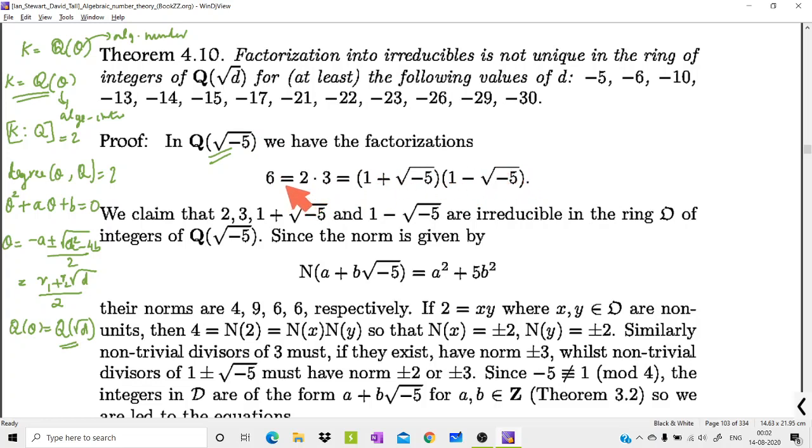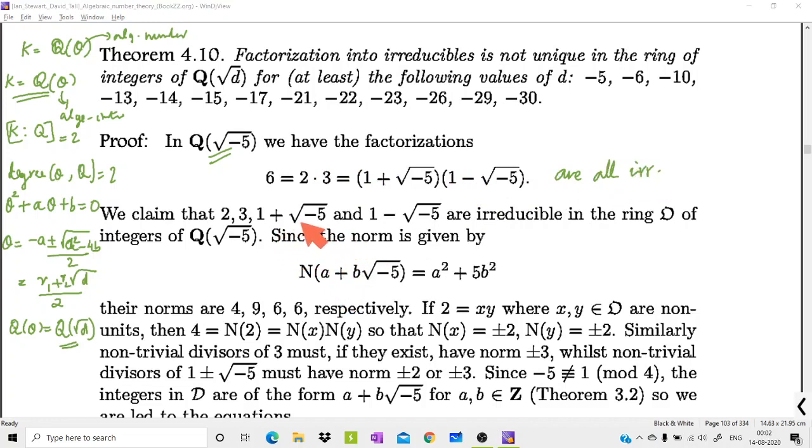Okay, so there is a different expression for the 6. We will prove that these two expressions are products of irreducibles, but they do not satisfy the definition we gave at the beginning of this section. So first we prove that 2, 3, 1 plus root minus 5, and 1 minus root minus 5 are all irreducibles. That's the first thing.